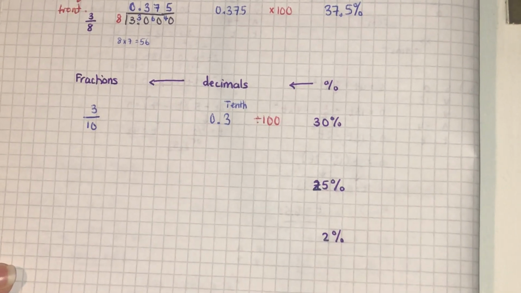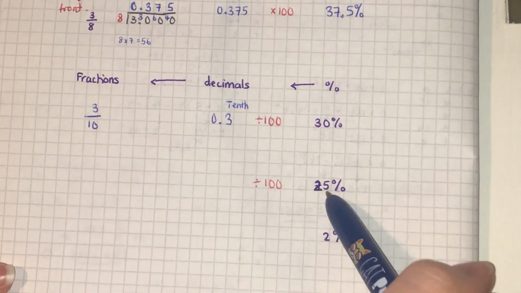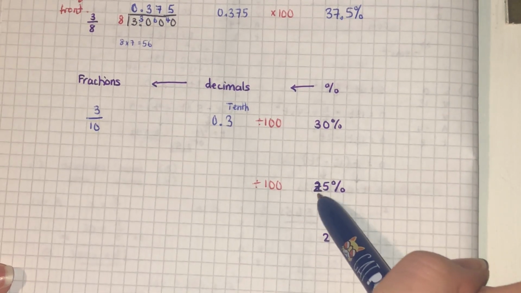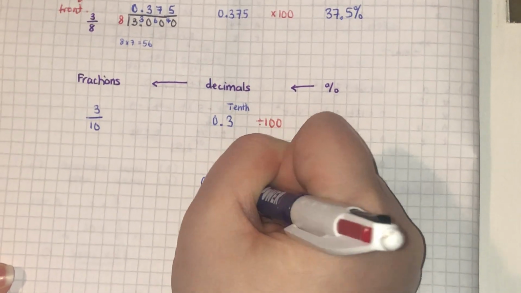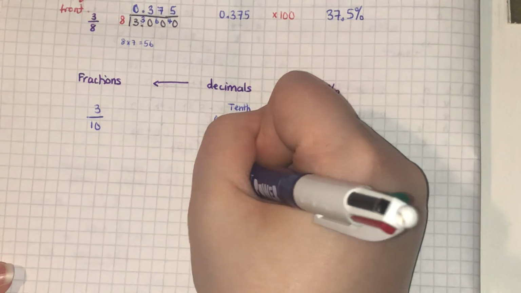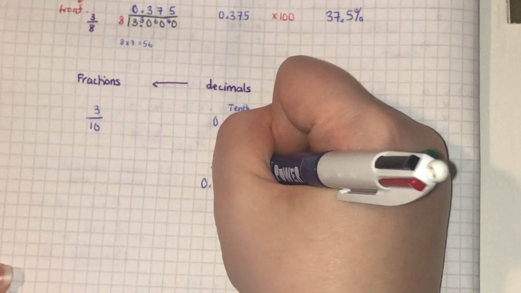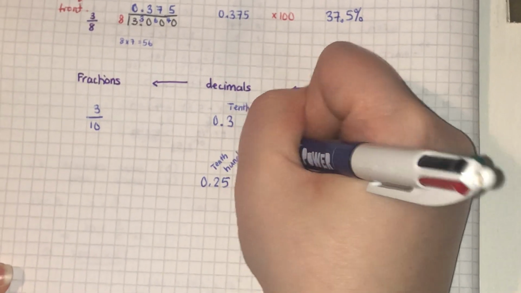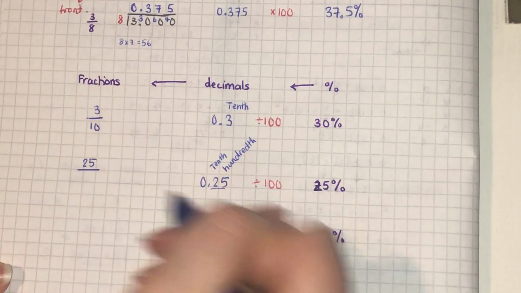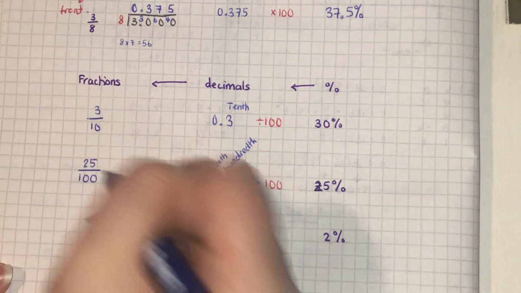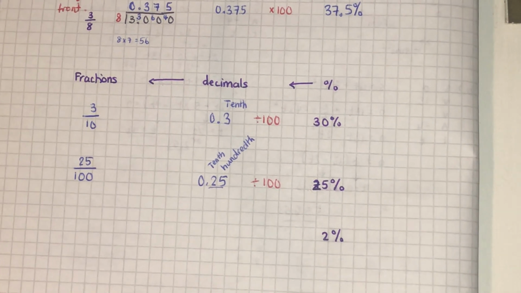Okay, so for the next one again, percentage into a decimal, divide by 100. So 25 divided by 10 would be 2.5, divided by 10 again is 0.25. Okay, so the 2 is in my tenths column, but the 5 is in the next one, which is our hundredths column. So that means it's going to be 25 out of 100. Then you can simplify it afterwards as well, because they do want you to try and simplify it.